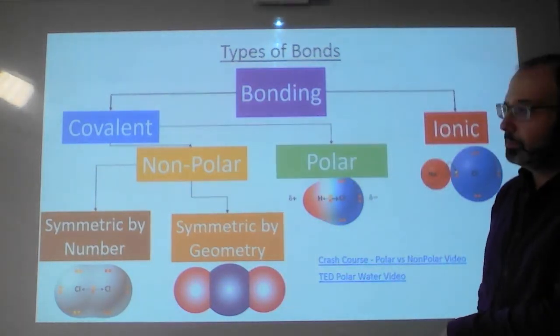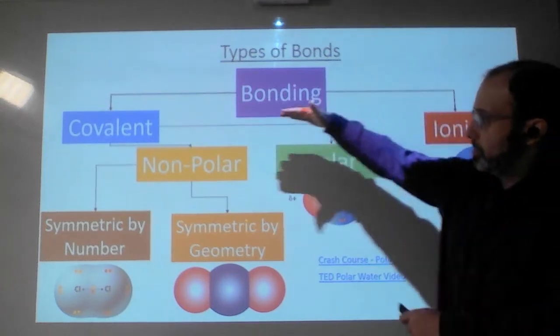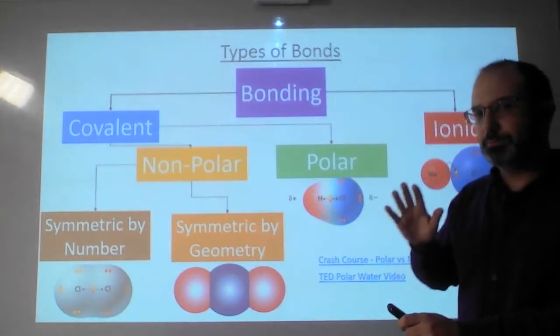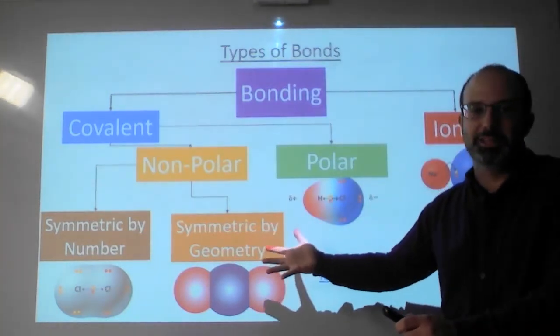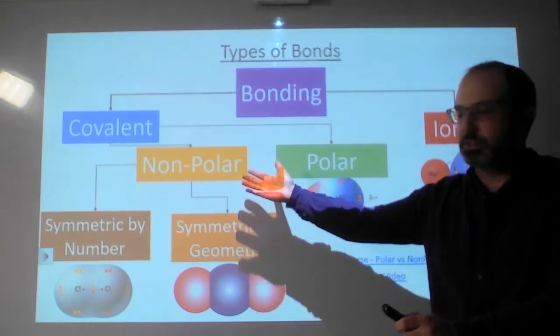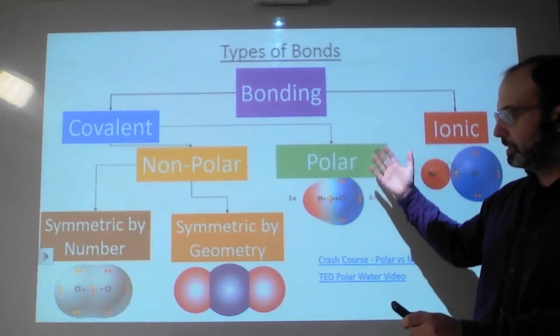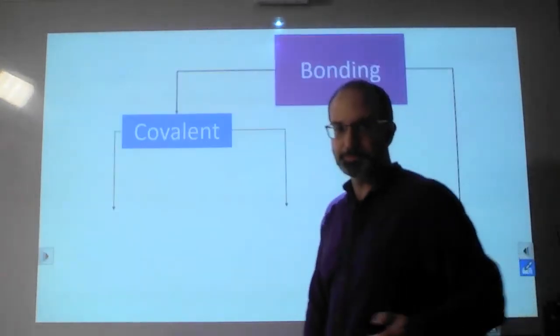That's a lot of stuff, especially given that up until grade 10 we were just here at ionic covalent. But it's not too bad, right? Like, both of these are symmetric, that's the key. So if it's symmetric by either number or shape, it's nonpolar. If it's polar, it's not symmetric. That's the only thing we need to really keep track of.